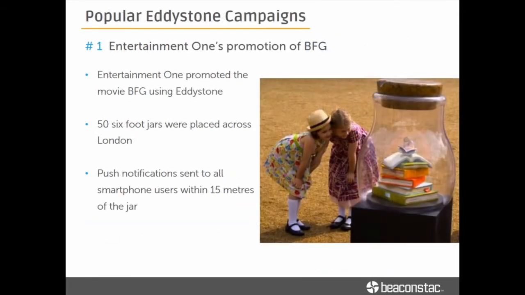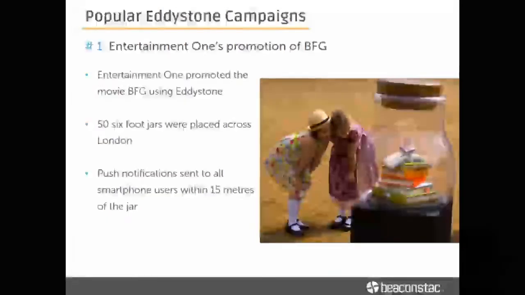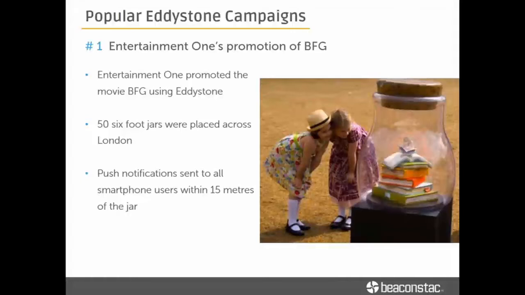Moving on from the most popular use cases, let's talk about the most popular campaigns in the Eddystone space. The first one was a campaign where media agency Entertainment One leveraged Google Nearby notifications to add an innovative angle to promote their new movie, BFG. As part of this initiative, which is also called the BFG Dream Jar Trade, 56 beacon-enabled dream jars that featured in the original story were placed at many locations across London. These jars sent push notifications to all smartphones within 15 meters of the jar.